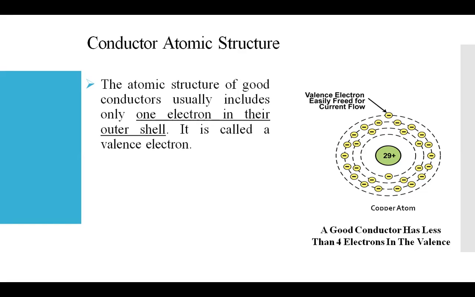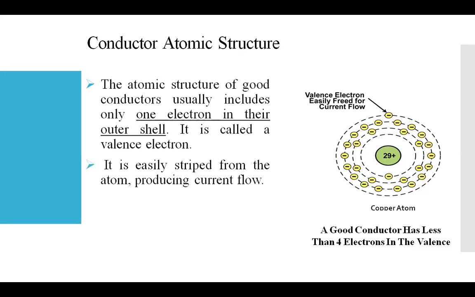So a good conductor has less than 4 electrons in the valence, like given here. That is what we call the good conductor property, if we have less than 4 electrons in the valence. Do you understand? So it is easily stripped away from the atom, which is producing the current flow. This is one of the advantages of the valence electron consideration.